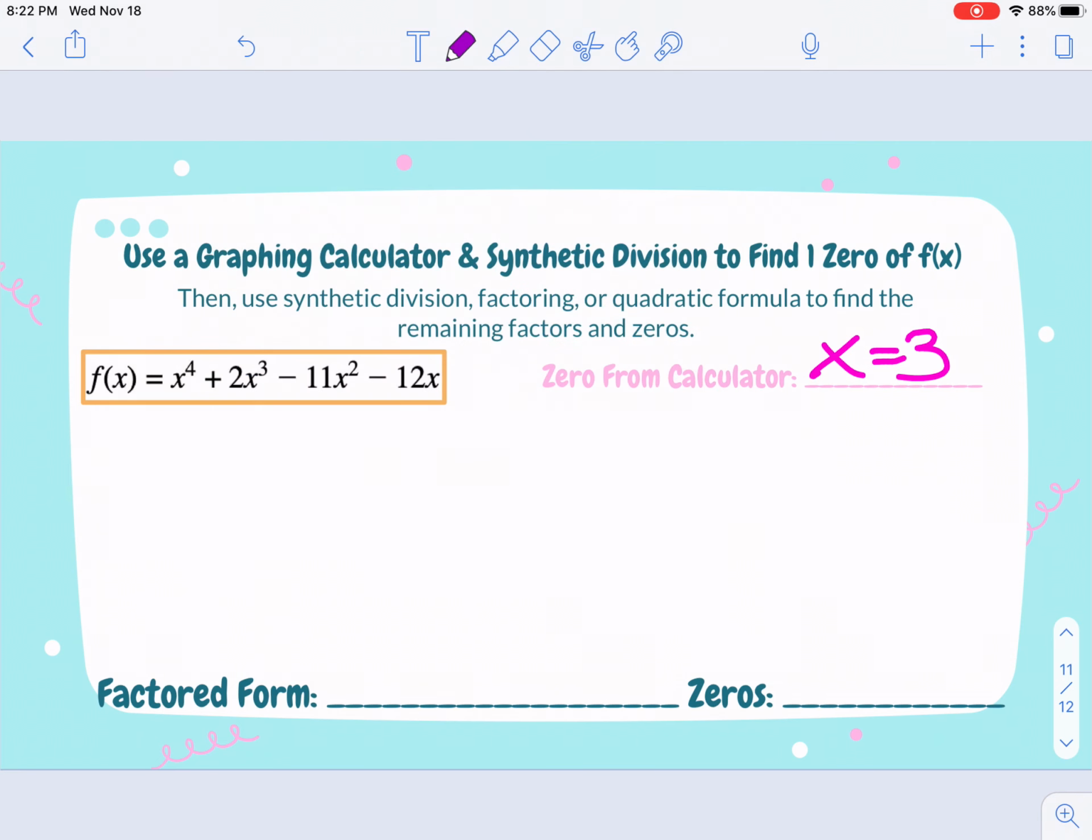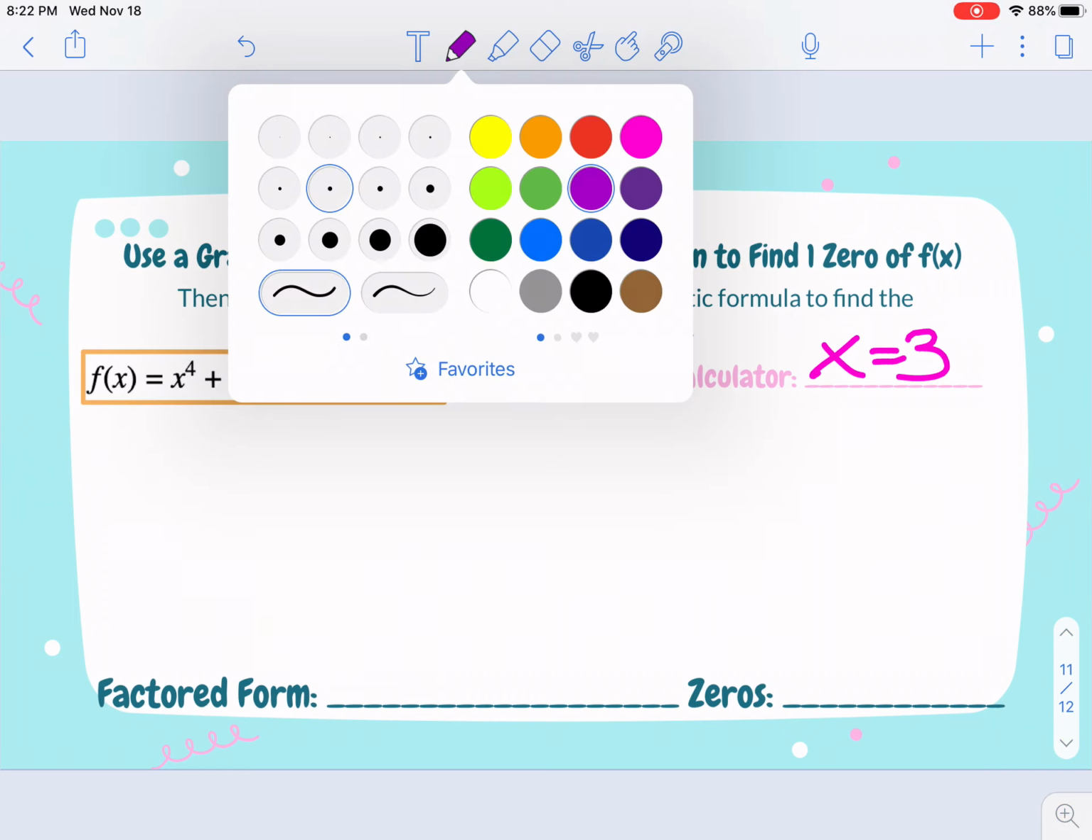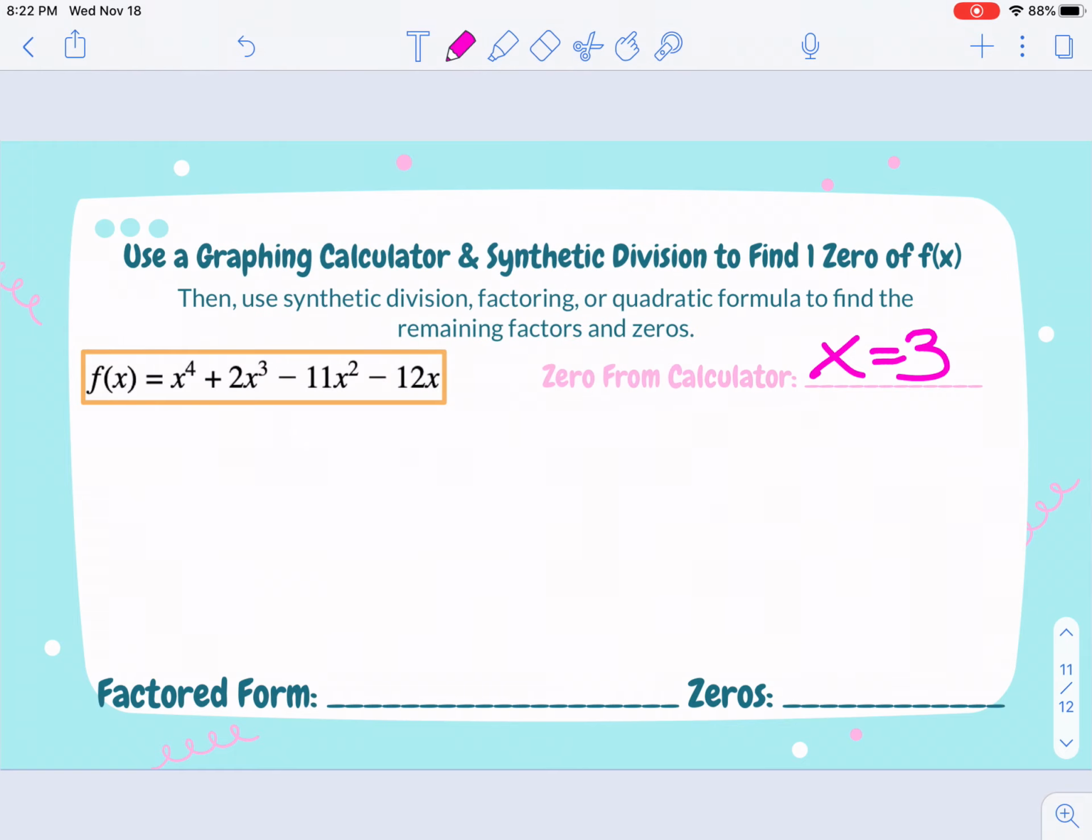If you notice, I have x to the 4th, x cubed, x squared, x, but I don't have a constant. So let's start by putting 3 in our box. If I peel off the coefficients, I have 1, 2, negative 11, negative 12, and I'm missing a constant, so I need a placeholder of 0.